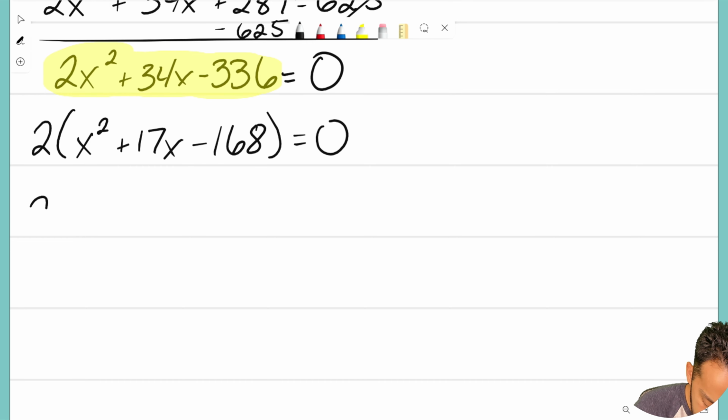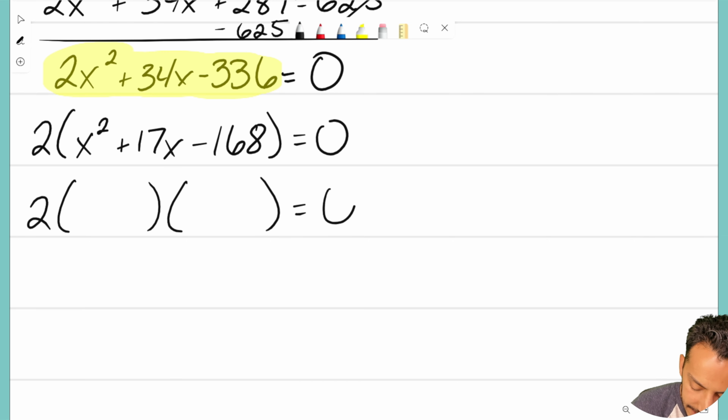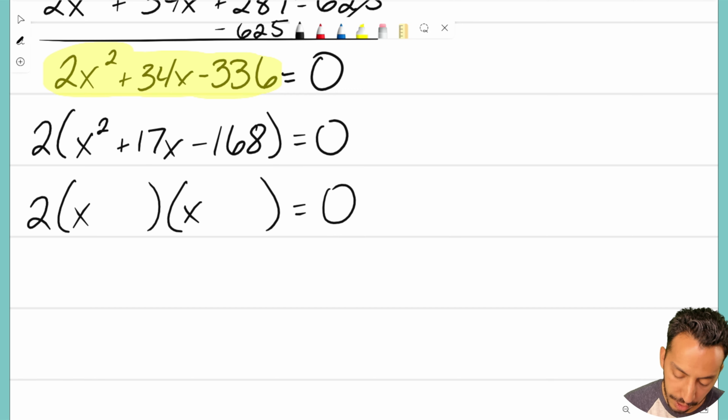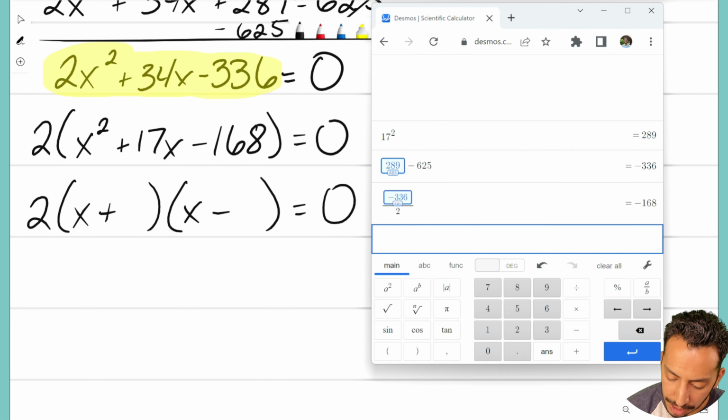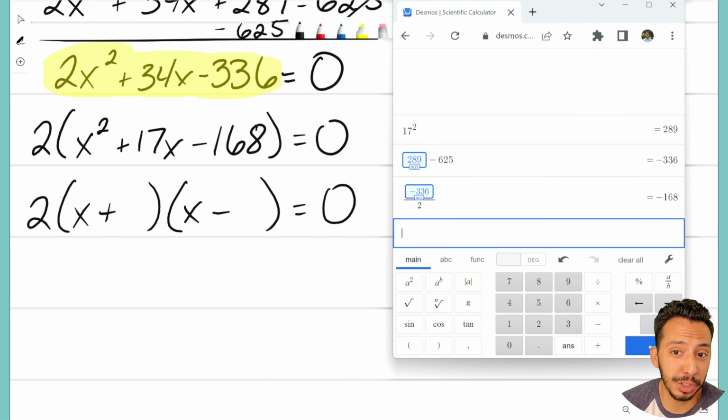Now what I want to do is factor the x squared plus 17x minus 168. I want to factor it into 2 products like that to help me solve this out. So let's see. I know that we should have x's there. Okay, this is a negative and that ends up being a positive. So that's going to be a positive here, a negative here. Now I need to think through factors of 168 that can get us to positive 17. And this is where you've got to do a little guess and check, or you can look up factors of 168.